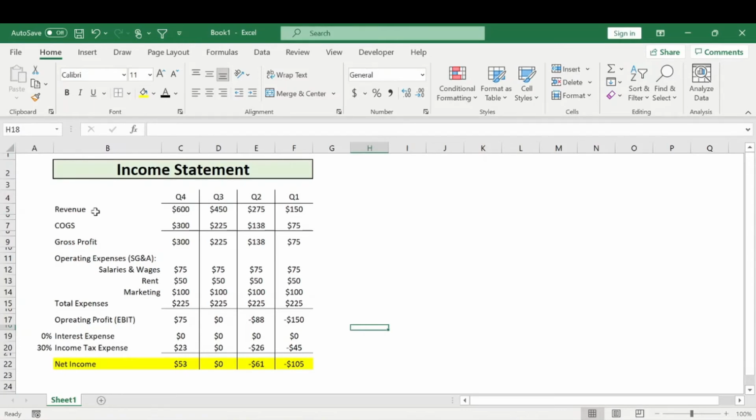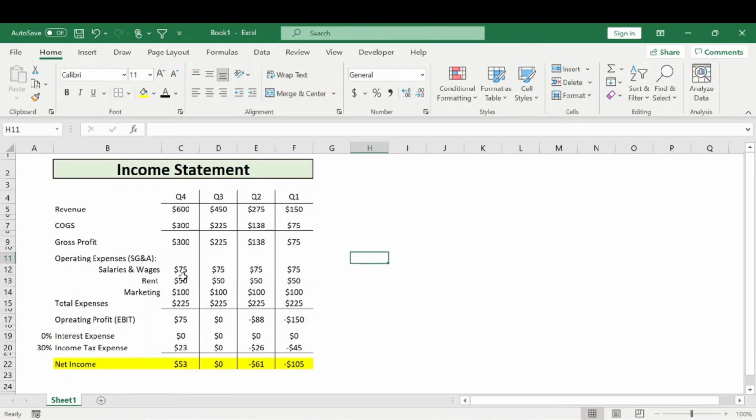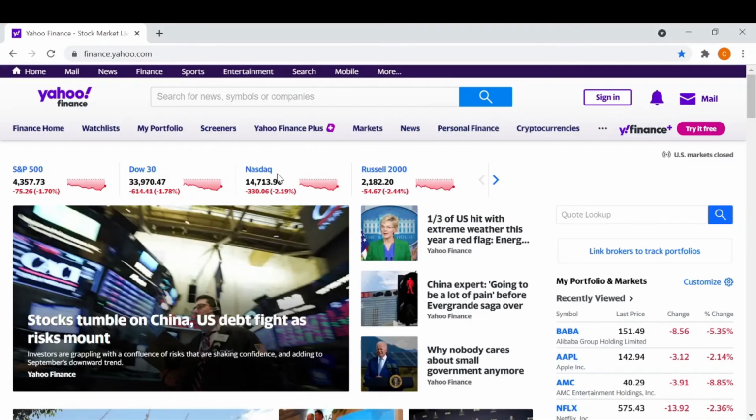All right, so this is the basic structure of an income statement, but in real life, you're never going to see an income statement that looks like this. This is very dulled down, very basic, right? So let's go ahead and head over to Yahoo Finance, so you can look at income statements.